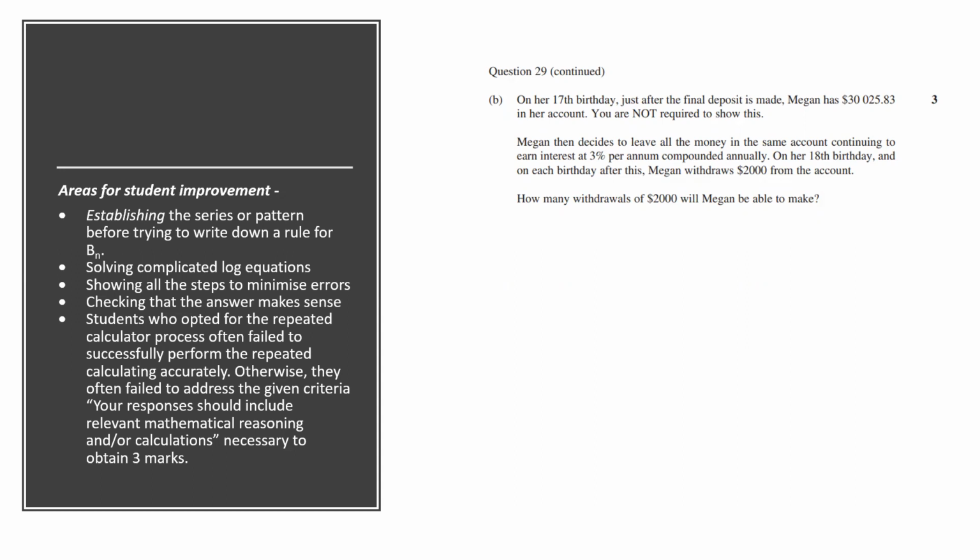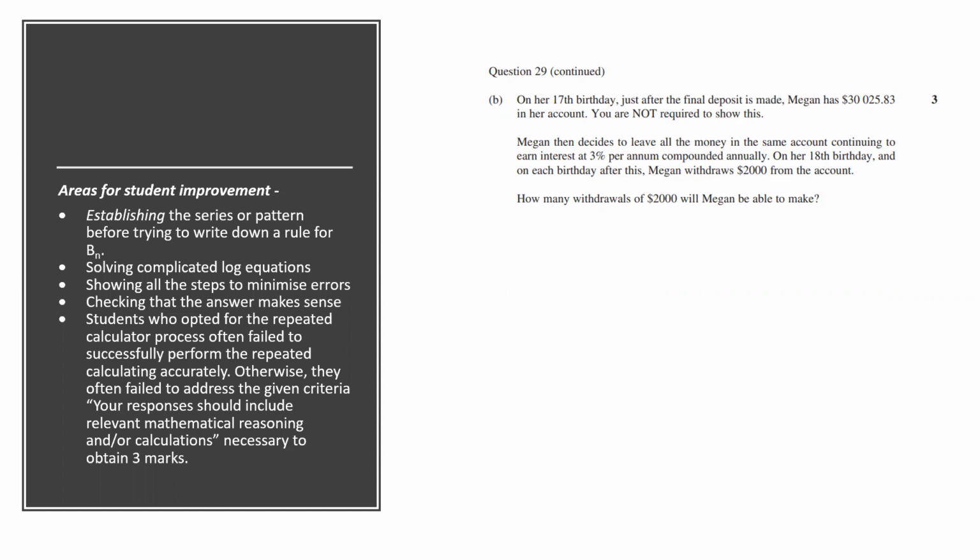Checking the answer made sense. So if we got an answer in the hundreds when the answer was 20, maybe they should see in this question that she's not going to be able to withdraw 2,000 over 100 times when there's only 30,000 in the account. It just didn't make sense, that answer. So it was a question where they could just have a quick check to see if that answer did make sense.